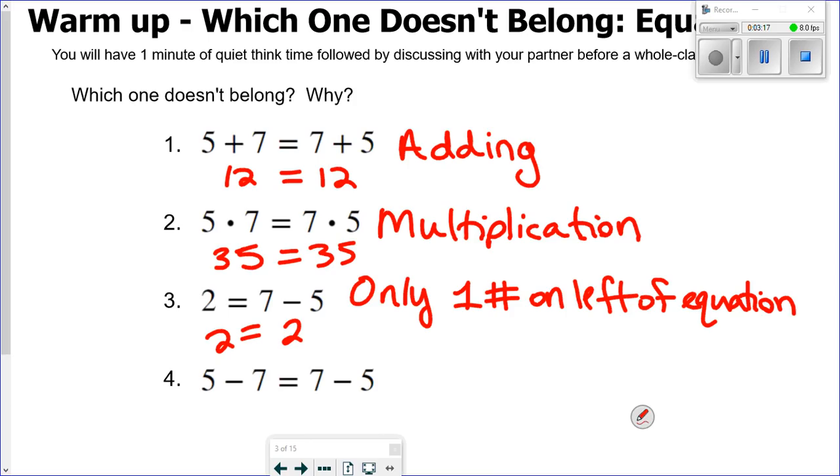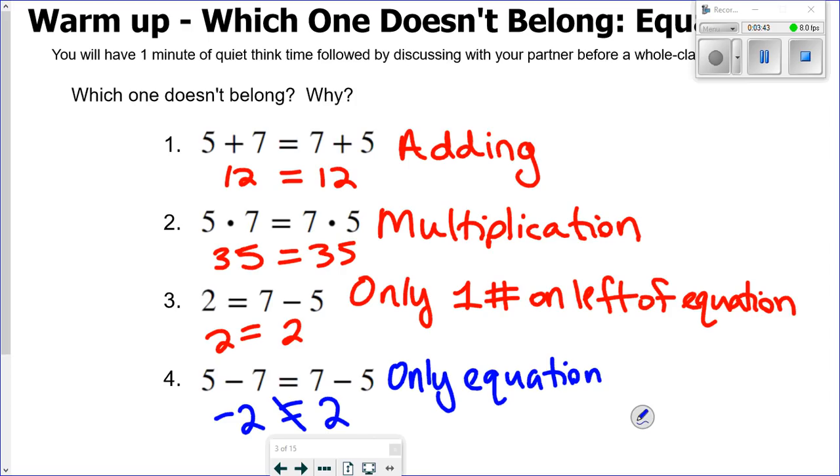However, if you perform the operations in equation 4, 5 minus 7 gives me negative 2, where 7 minus 5 gives me positive 2. These two are not equivalent. Therefore, this is not a true statement. So in problem number 4, we could argue that this is the only equation out of the 4 that is not true.